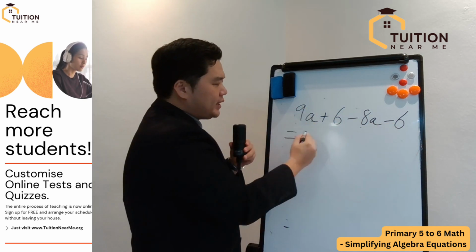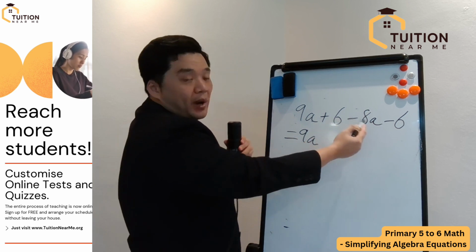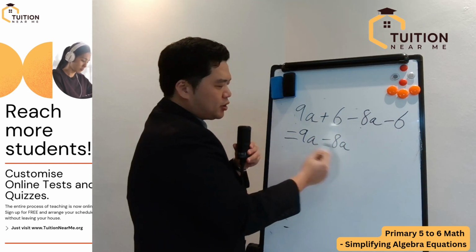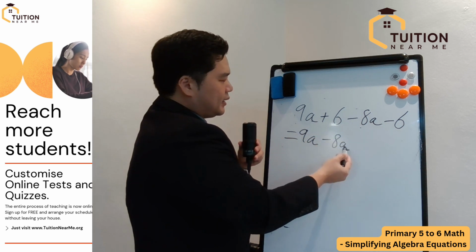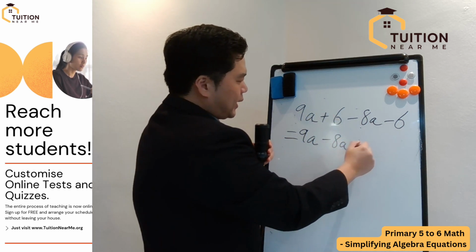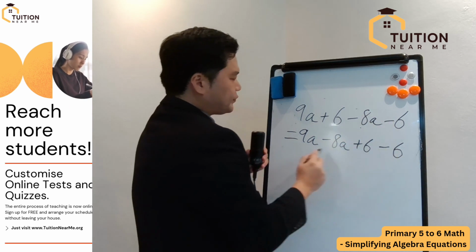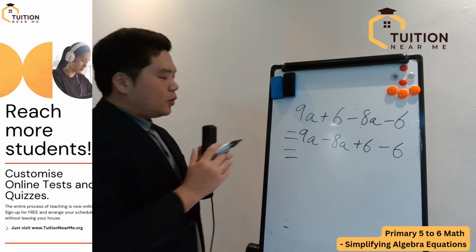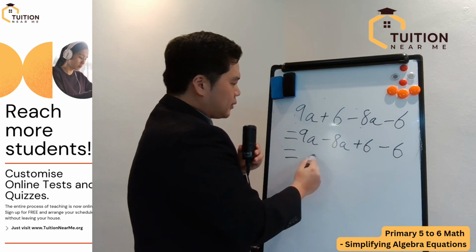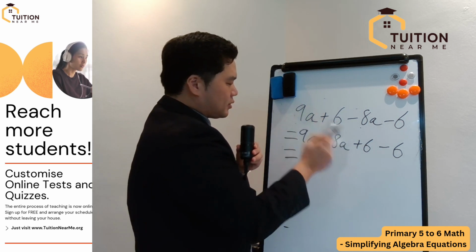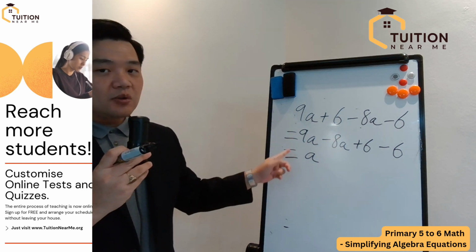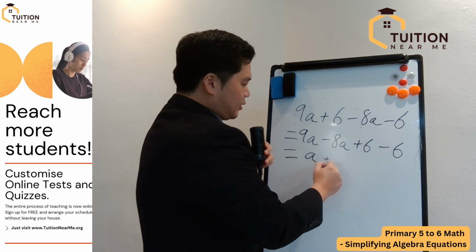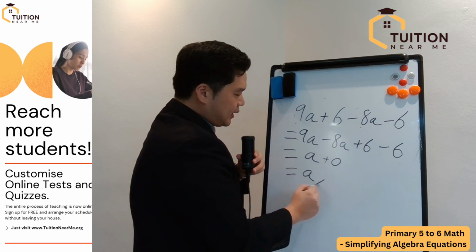Let me show you. We have 9a, then we have minus 8a over here. So we bring minus 8a here, because they both belong to the same algebraic expression, 9a minus 8a. Then followed by the numbers, plus 6 minus 6. Expressing it this way makes it easier to simplify. 9a minus 8a equals a, because 9 minus 8 equals 1, and 1a equals a. Then plus 6 minus 6 equals 0. Therefore, the answer is a.